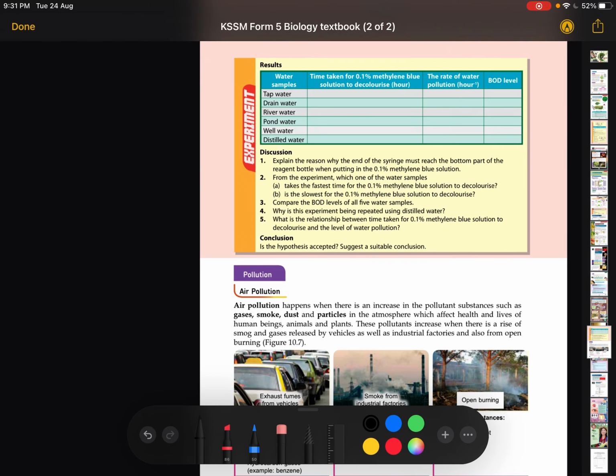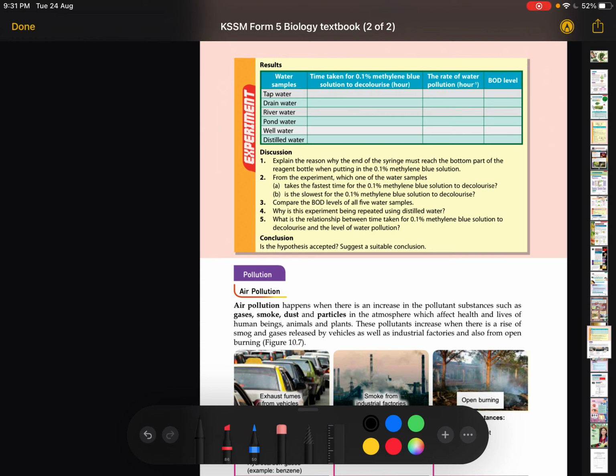The methylene blue solution becomes blue when there is presence of oxygen. So if the methylene blue disappears, like it becomes from blue to colorless, that means that there is no more oxygen. The methylene blue only appears when there is a presence of oxygen. So the faster the methylene blue disappears, the faster the oxygen is used up. That means it has a very high BOD level, because there's a lot of oxygen needed to break down the stuff.